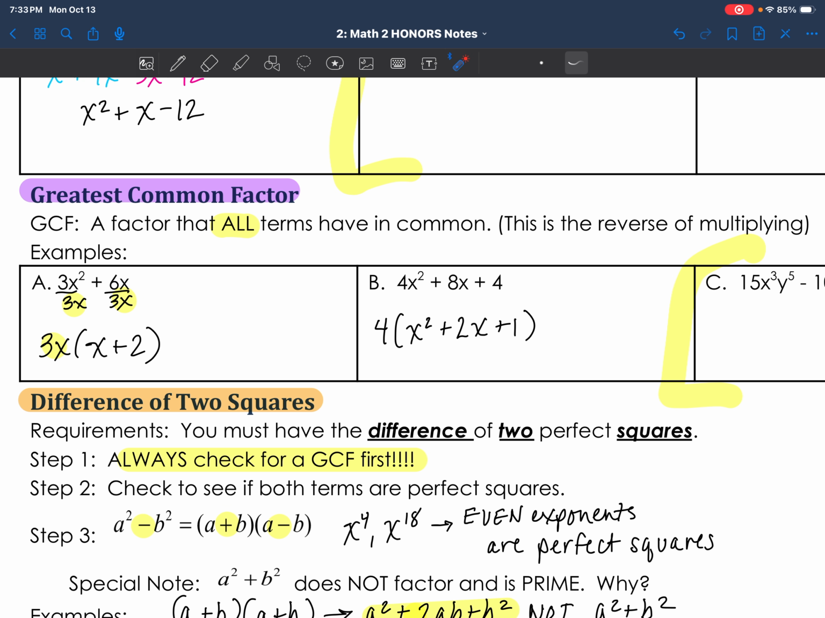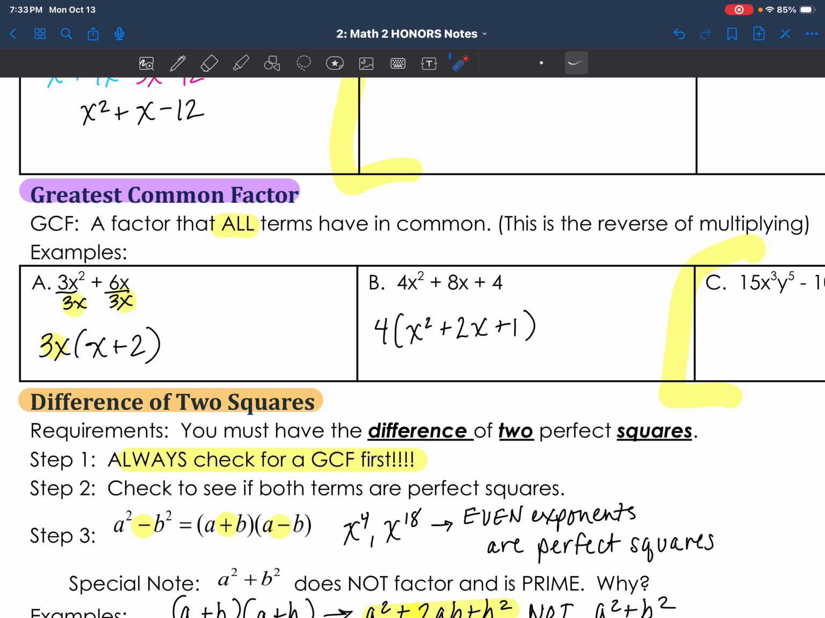So if you look originally at 3x squared plus 6x, they both have a 3x in common with each other. So what we're going to do is divide each term by whatever that is, and that's going outside the parenthesis. Then whatever you divide, so when we divide 3x squared by 3x, all that's left is x. And then here, if you take 6x divided by 3x, all that's left is 2. And then make sure you have parentheses around it. So the outside is your GCF, and the inside is whatever's left over.